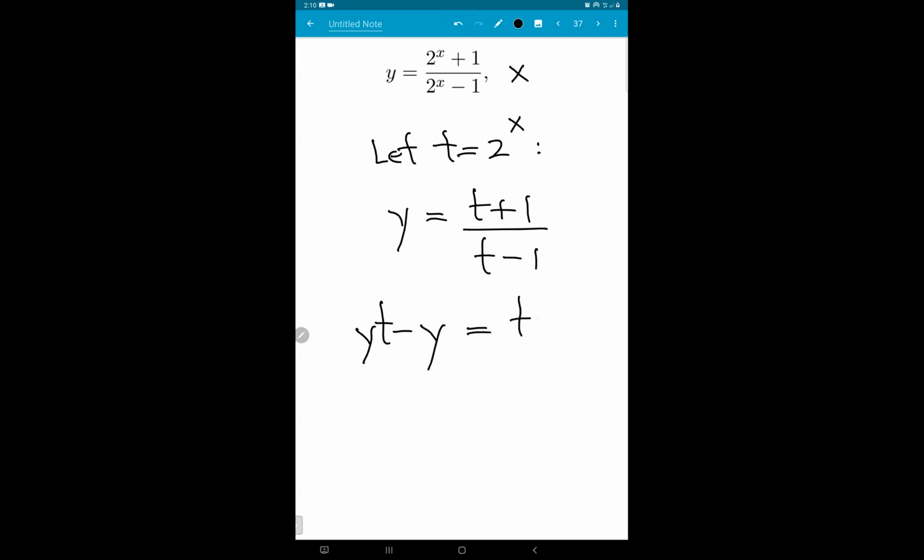So you'll have this. And you're going to solve for t. So you collect all terms containing t on one side. Left-hand side, it's up to you, but I'll put all terms containing t on the left-hand side. Then those without t to the other side.